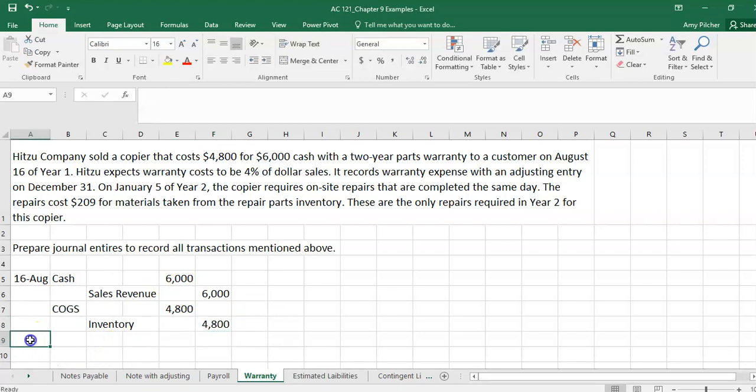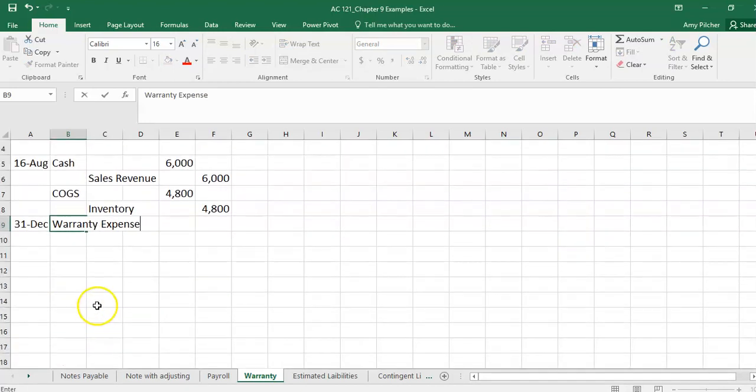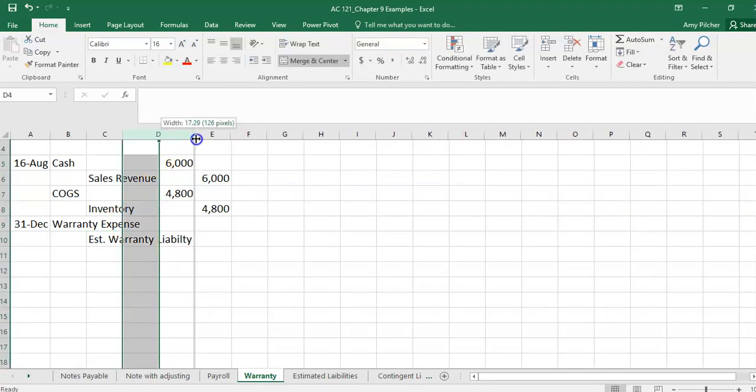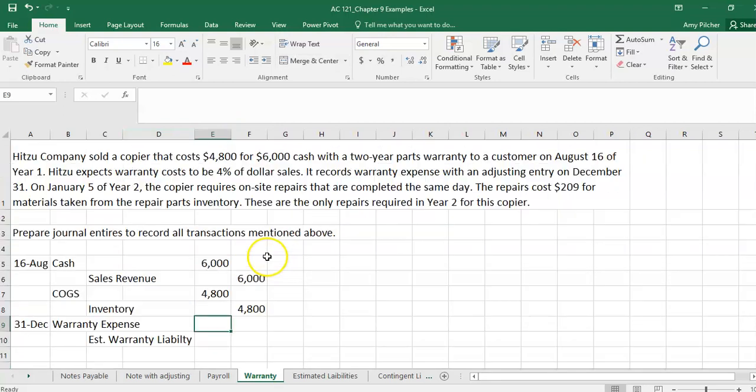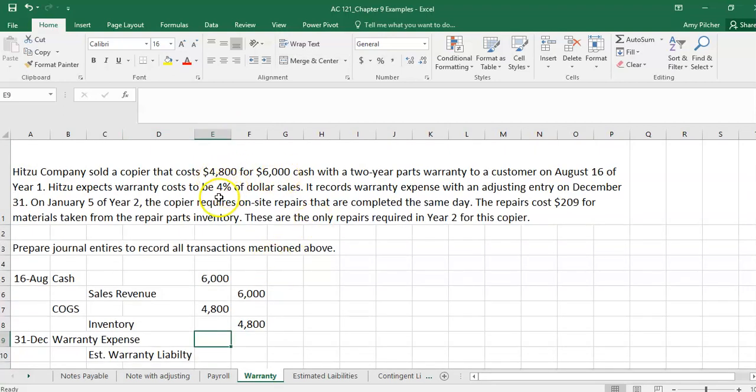On December 31st, we prepare an adjusting entry for our warranty expense. So we would record warranty expense and estimated warranty liability. So this is the amount that we believe customers are going to come back and collect. So this is 4% of our sales. Our sales were $6,000. So we take 6,000 times 4% and we get an estimate of $240.